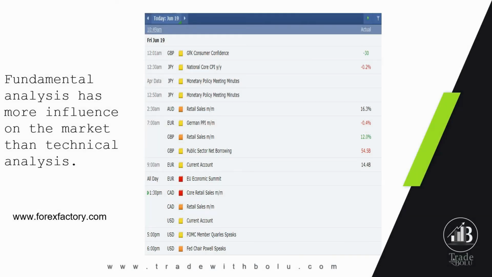Fundamental analysis has more influence on the market than technical analysis. Why is this? Like I explained, there are conferences and meetings that affect currencies. For example, there's a meeting in the US, the FOMC news that we discussed last time, that usually affects the EUR/USD, or the Fed comes up with a policy that affects the dollar.